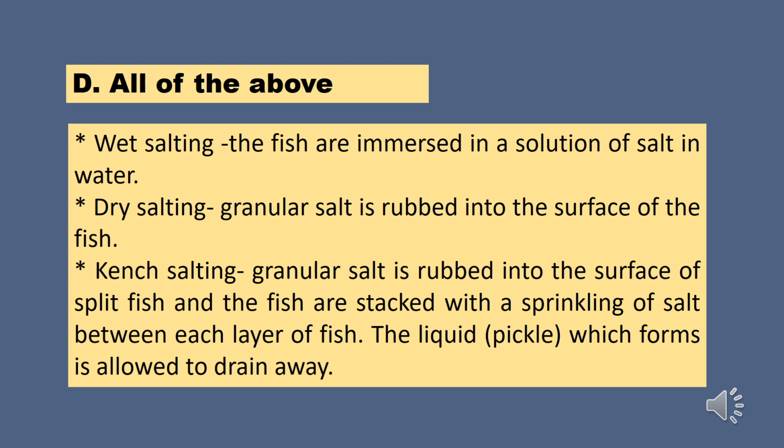All of the above. Wet salting: the fish are immersed in a solution of salt in water. Dry salting: granular salt is rubbed into the surface of the fish. Quench salting: granular salt is rubbed into the surface of split fish and the fish are stacked with a sprinkling of salt between each layer of fish. The liquid, pickle, which forms is allowed to drain away.